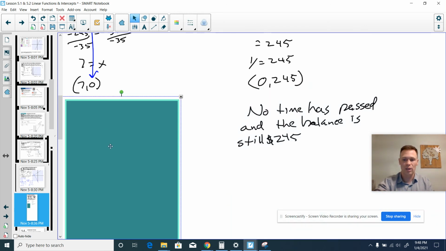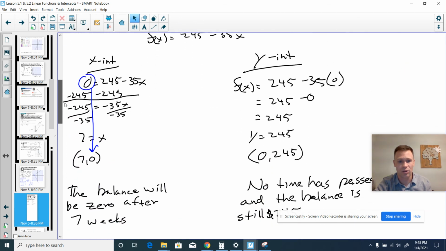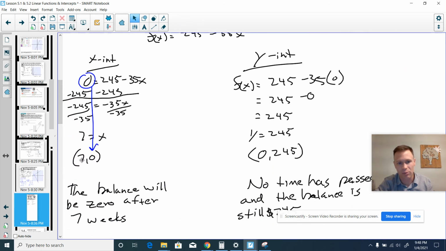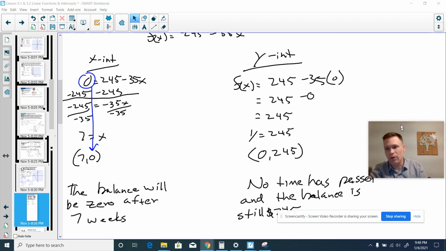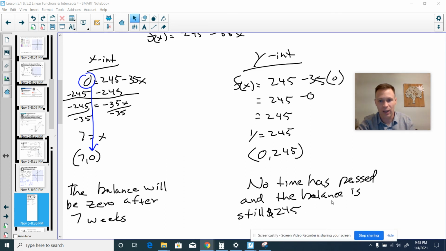So I also had to interpret each of these. Remember, it's a scenario of borrowing money, right? So what does (7, 0) mean? Well, 7 represents weeks. What that means is that the balance, y, will be 0 after 7 weeks have gone by. Same scenario happens if we have (0, 245). What that means is that if we have 0 in for weeks, it means no time has passed, and the balance is still $245.